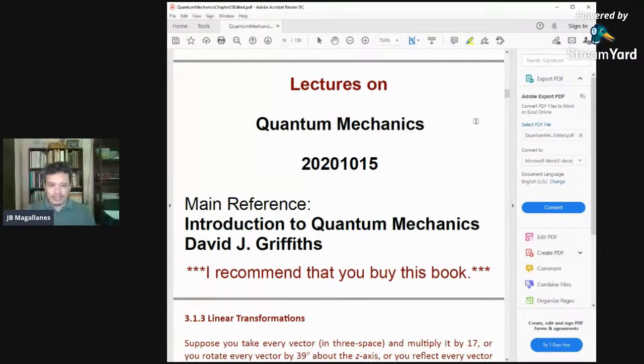Again, our reference is Introduction to Quantum Mechanics by David G. Griffiths. And again, I recommend you to buy this book. It's worth it.